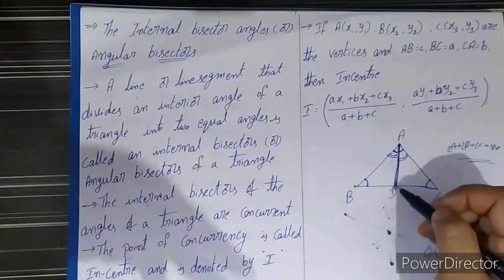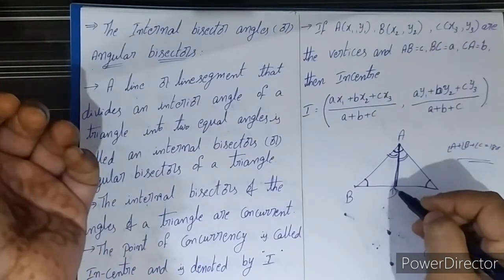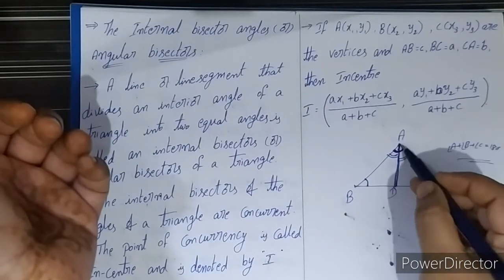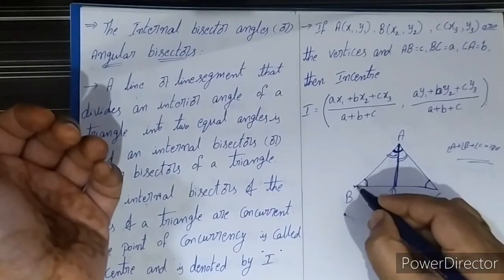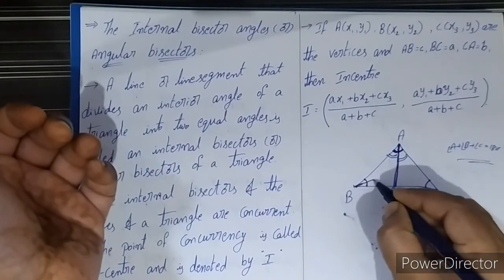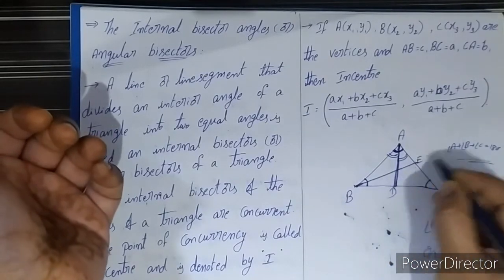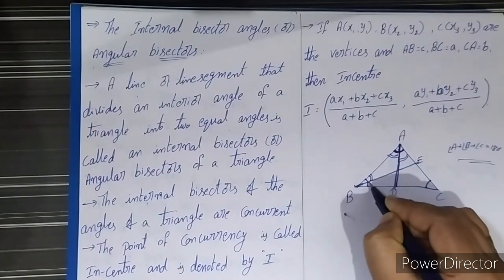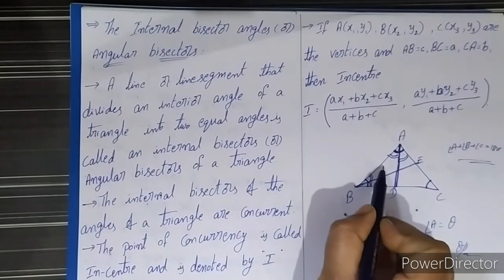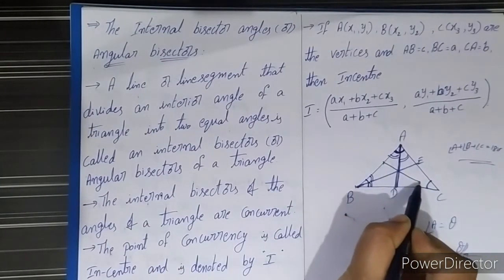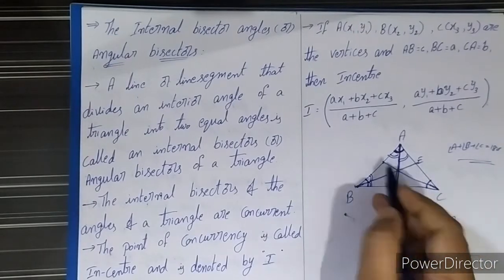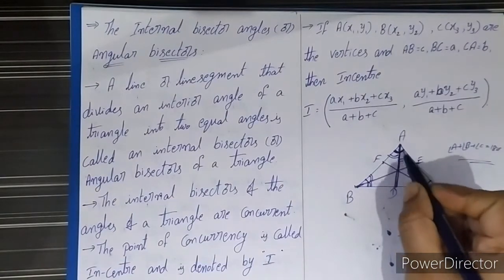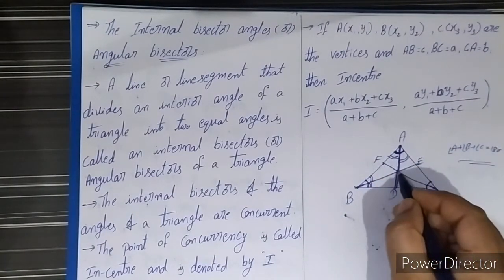That means a line or line segment AD divides the internal angle into two equal parts. Then that line is called angular bisector. Similarly, BE is the angular bisector because this divides this angle into two equal parts. Same, CF. CF is another internal bisector line. These three internal bisectors are also concurrent to each other.